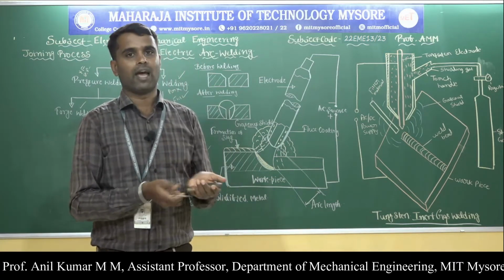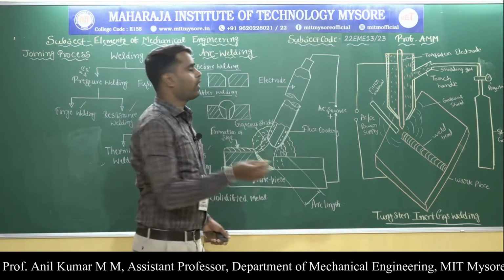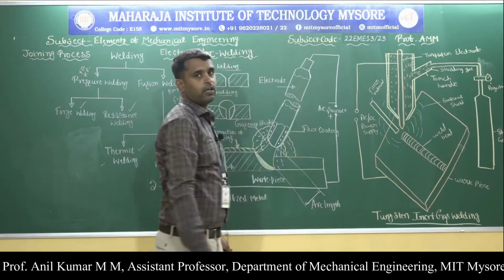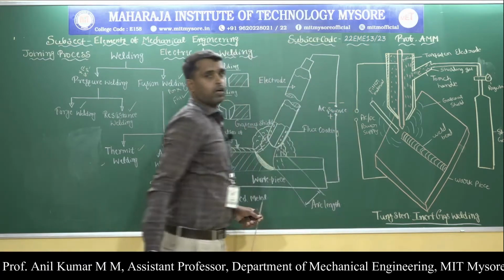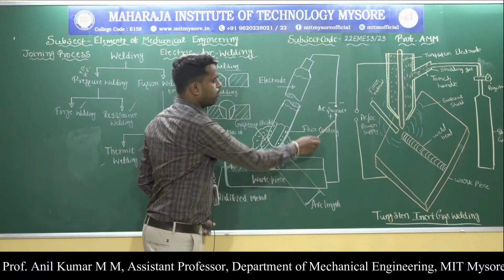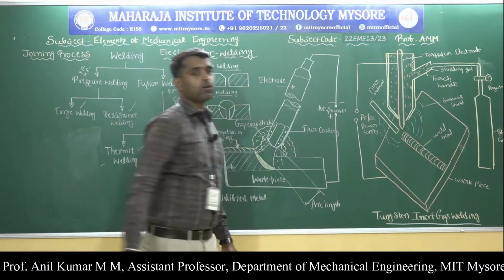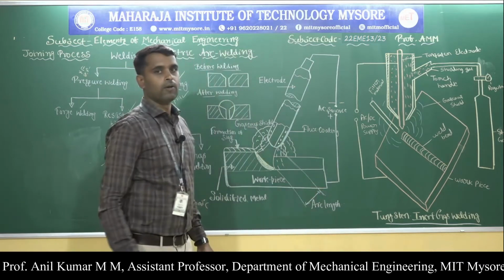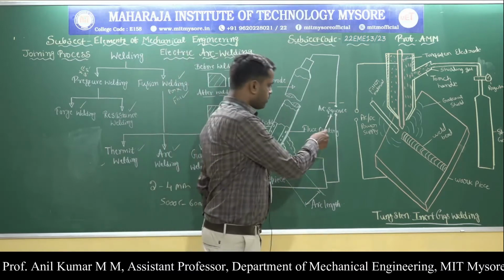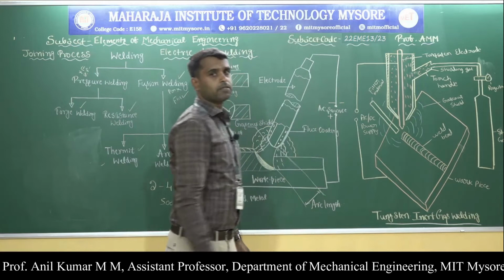Next, take the flux coated electrode. This electrode is connected to the electrode holder, and this holder is connected to the negative terminal of the power source, and the workpiece is connected to the positive terminal of the power source. Next, switch on the power. The suitable current and voltage will be supplied through the electrode and the workpiece material.